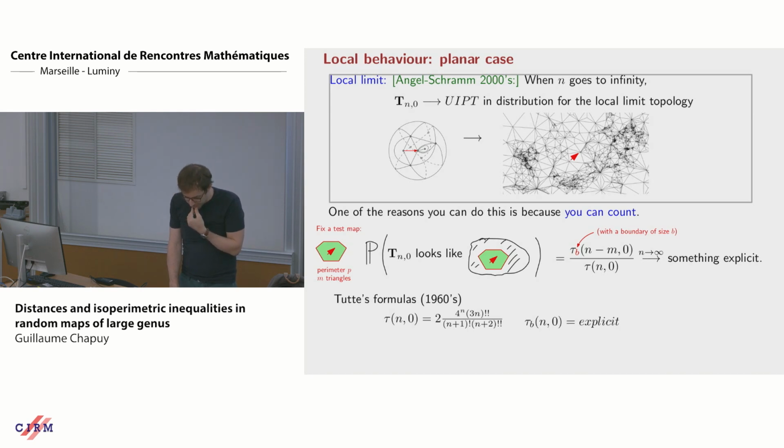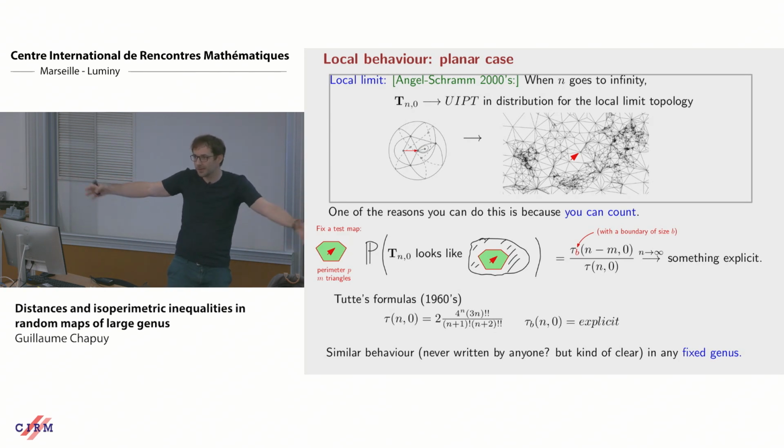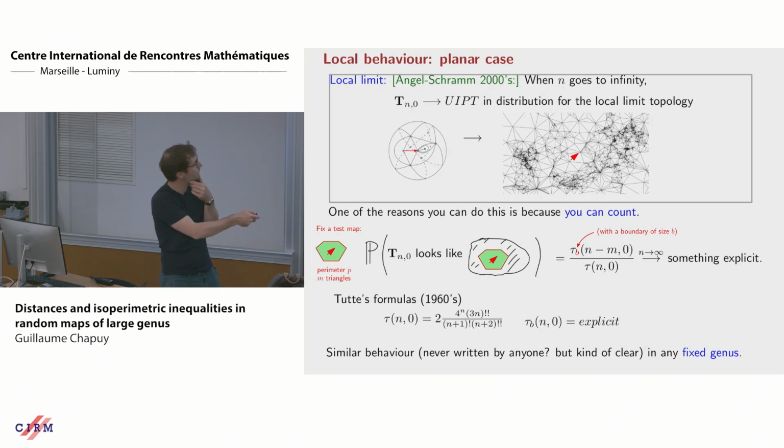So that's for the local behavior. I will not talk about the local behavior in genus 1 or genus 2 or genus 3 because it is essentially the same. If you just look at finite neighborhoods of the root, you are not able to detect the fact that your map has genus 0 or genus 1 when n goes to infinity. No one has ever done that as far as I know, but everyone believes that it leads to nothing different.